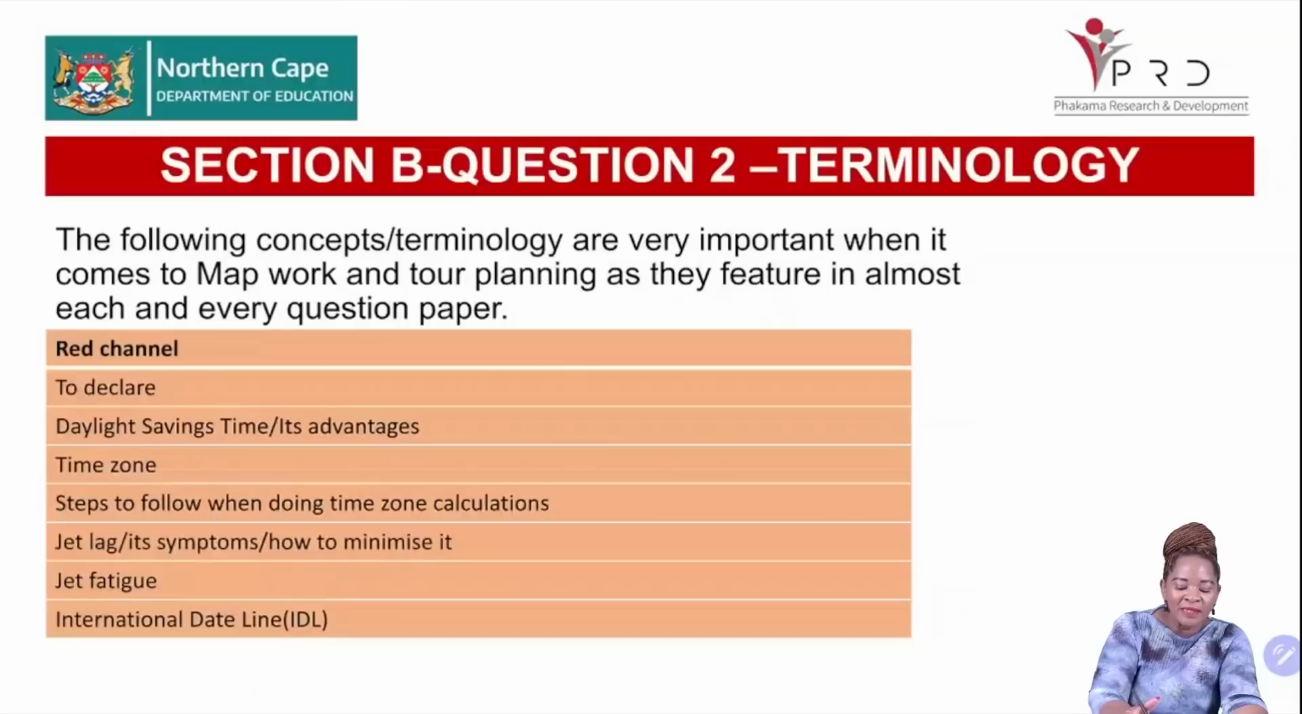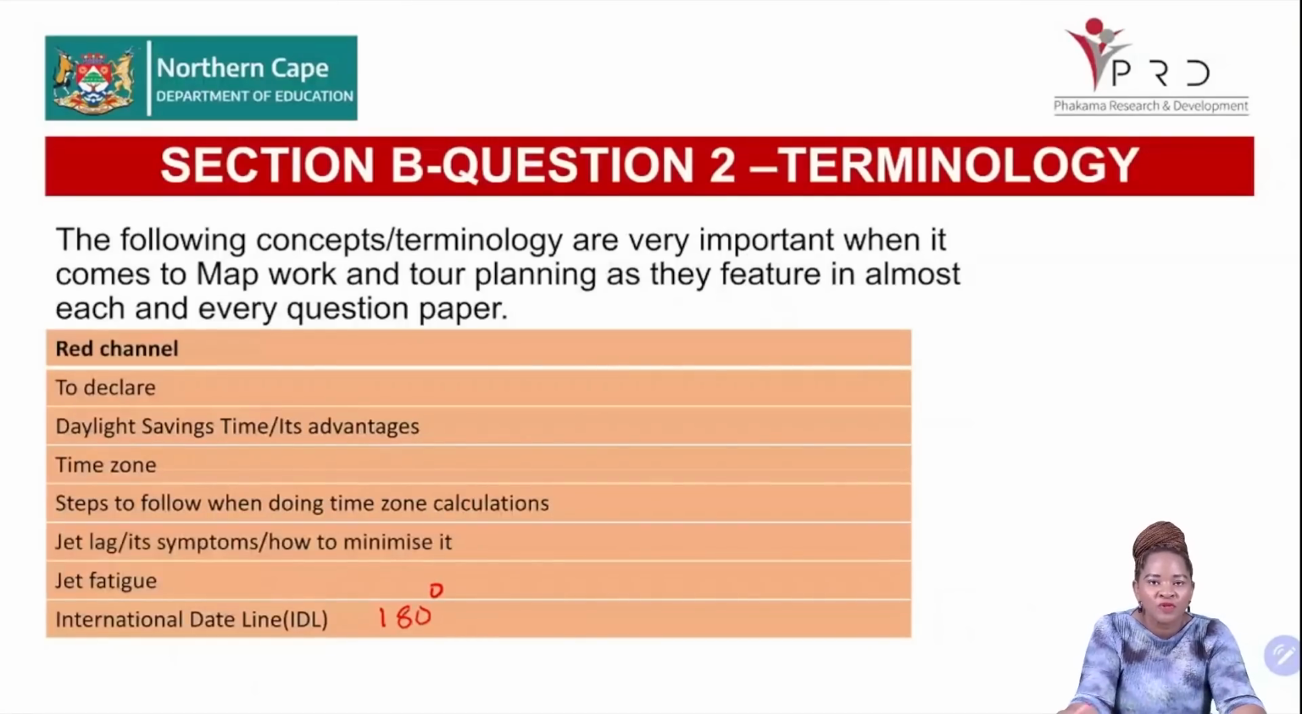Remember, it is located on the 180-degree line of longitude. But what is it used for? It is the one that is telling you that you are now reaching a new day or you are going back to the previous day. That is the IDL that is actually telling you that.